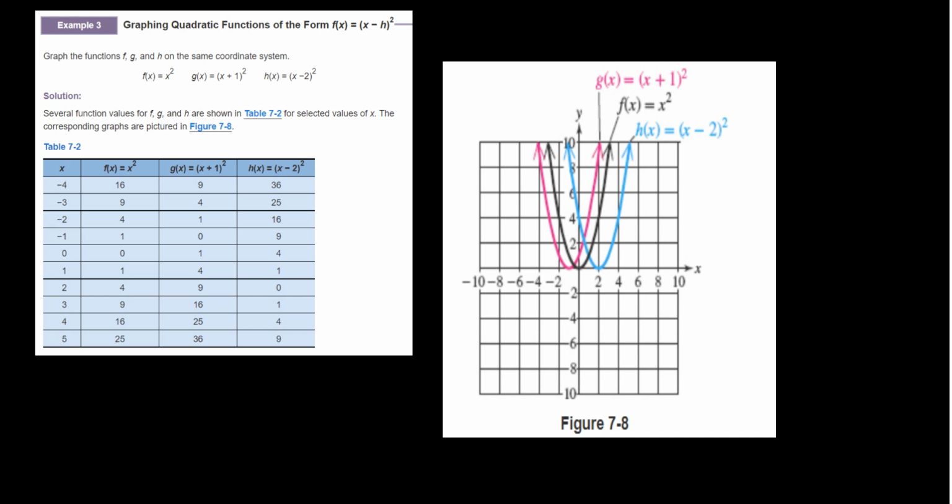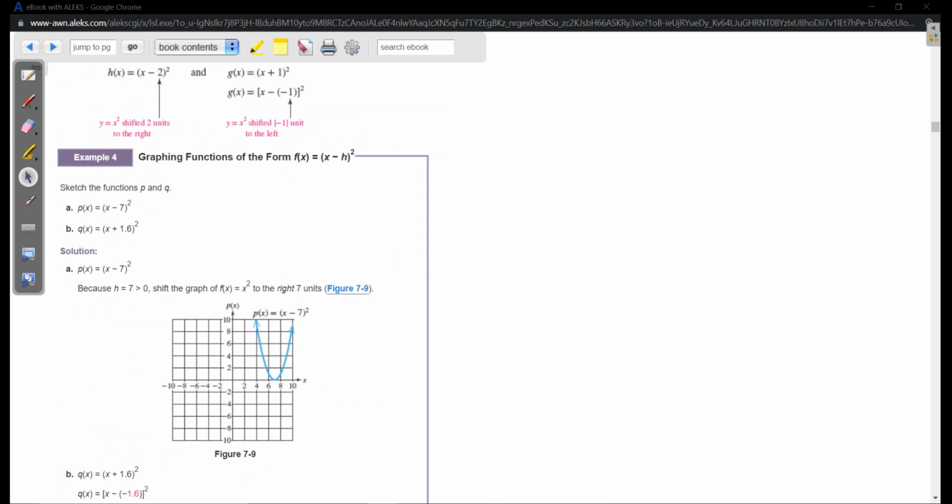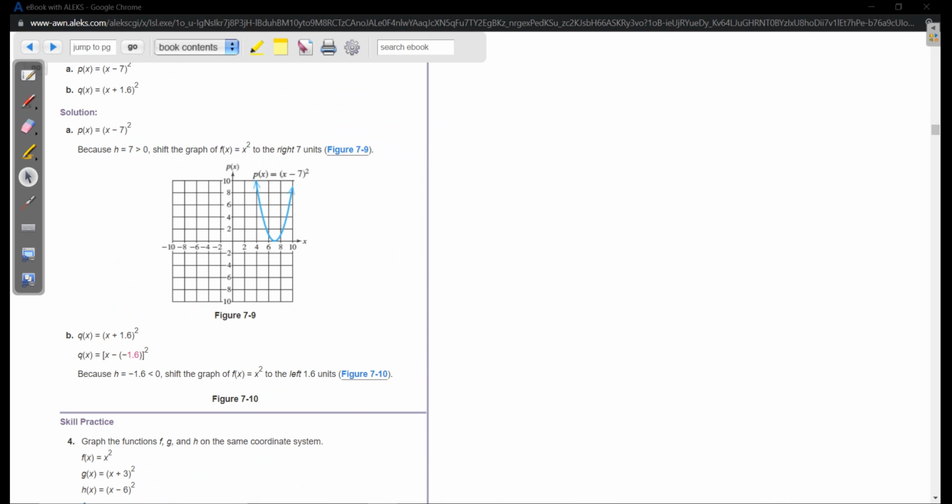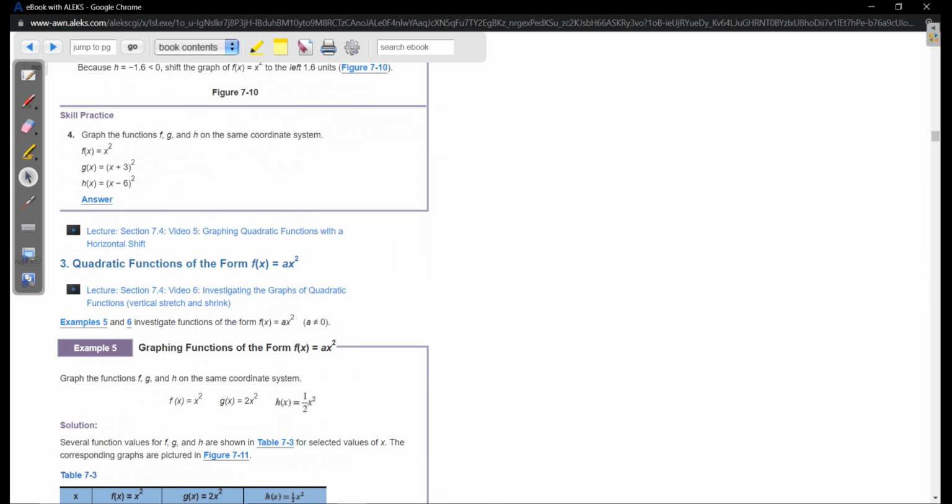Of course, we see this in this example. We have a plus 1, so we shifted left, the pink one. We have a minus 2, the blue one, so we shifted right 2 units. All right. Again, we're going to do some snipping here.